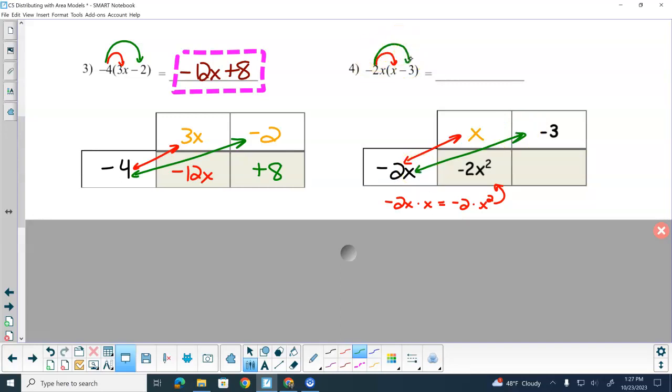Then those two get multiplied together. -2 times -3 is +6 times x is +6x. So then this would be negative 2x squared plus 6x. Okay.